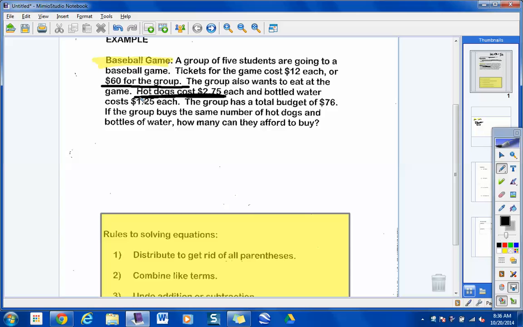And $1.25 for water. It says the group has a total budget of how much money?